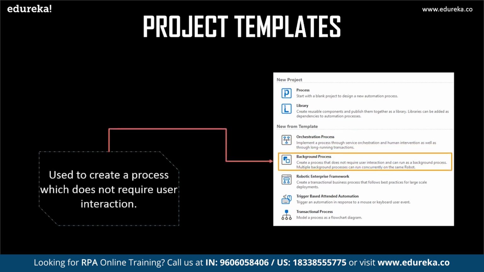After that, we have the background process. This template is used to create a process that does not require user interaction and can run as a background process. And multiple background processes can run concurrently on the same robot.